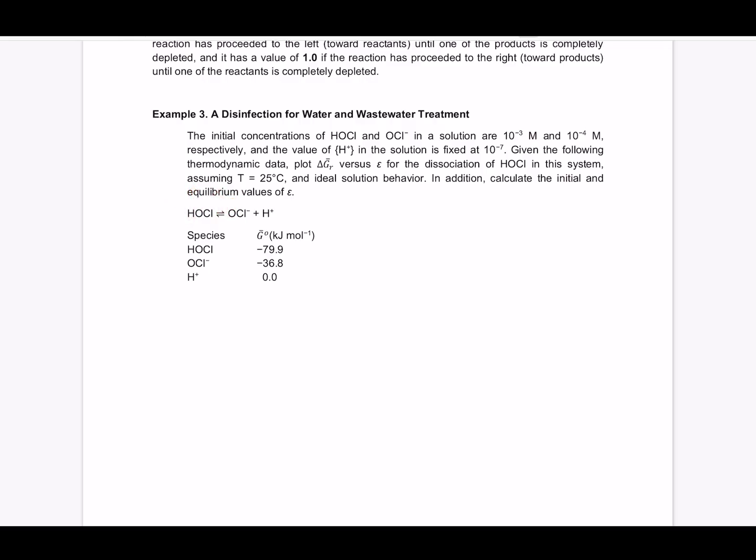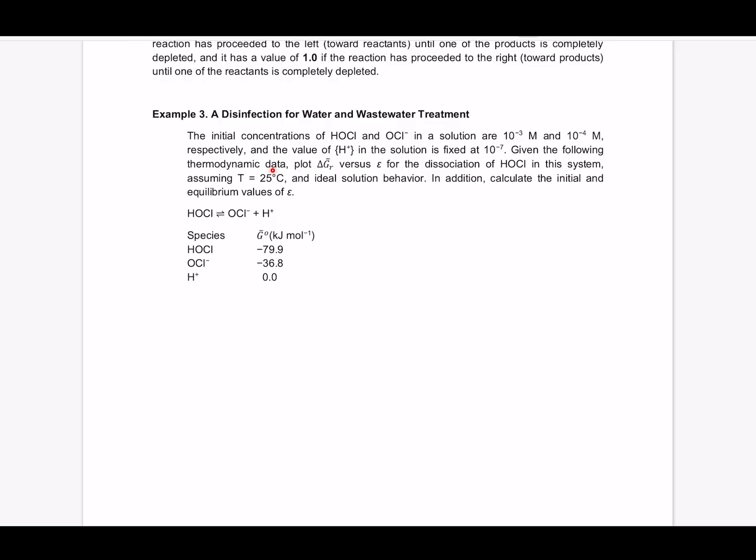So now that we have some initial concentration of the two, so HOCl and OCl minus are these values. So most likely they're not at equilibrium. These are just random values that we initially have in the system. And then they approach the equilibrium. And we know the pH of the system is fixed, and then the activity of H plus is basically 10 to the minus 7. So the pH is fixed at 7.